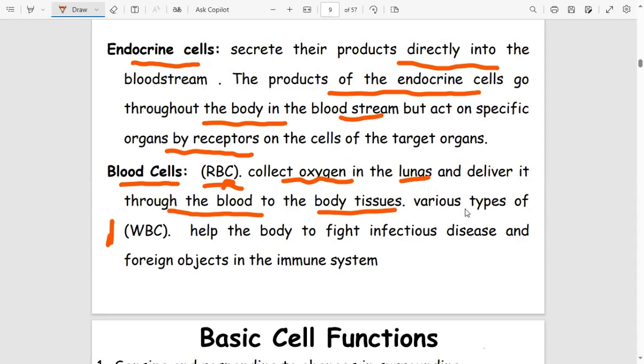And then what about the white blood cells? Various types of white blood cells help the body to fight infections. They help the body to find infections and they eliminate foreign objects detected by the what? The immune system. So that's it about the specialized cells.